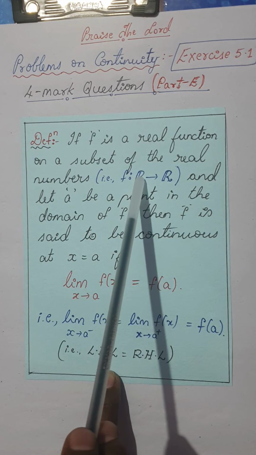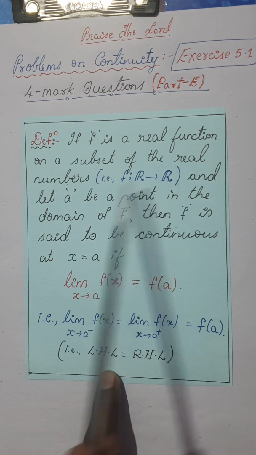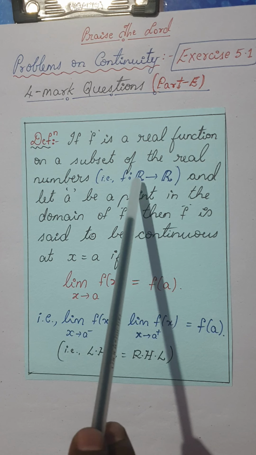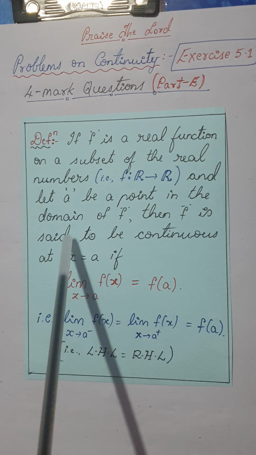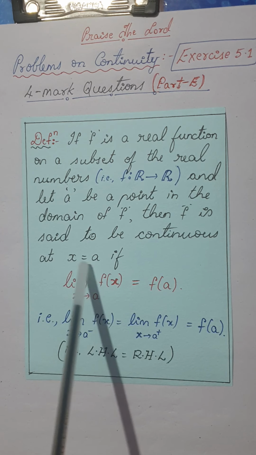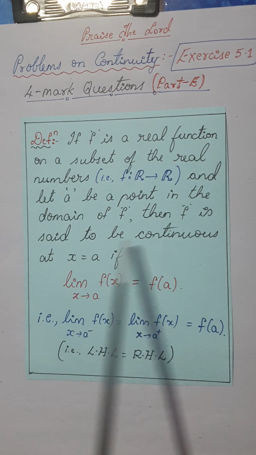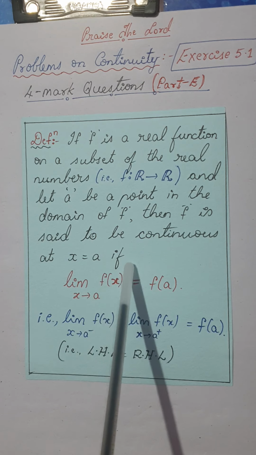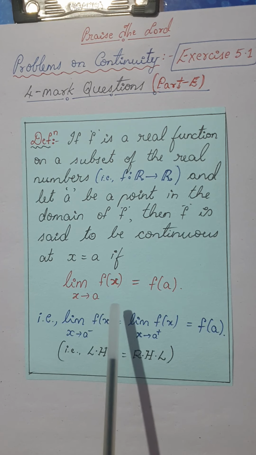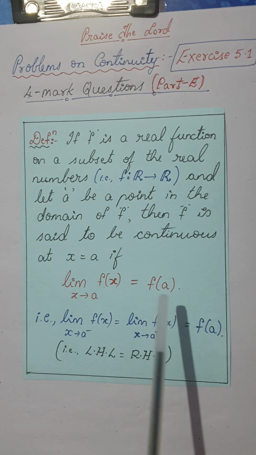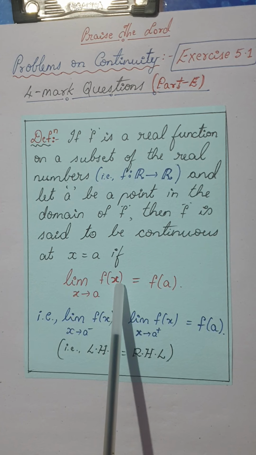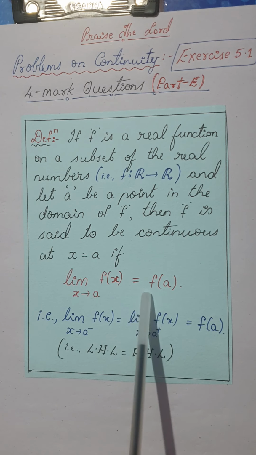So if f is a real function on a set of real numbers and let a be a point in the domain of f, whatever the domain is, from there I will take a point a. Is it clear? Then f is said to be continuous at x is equal to a if the limit of f of x as x tends to a exists and is equal to f of a. So a function is said to be continuous at a point if the limit of f of x as x tends to a is equal to f of a.